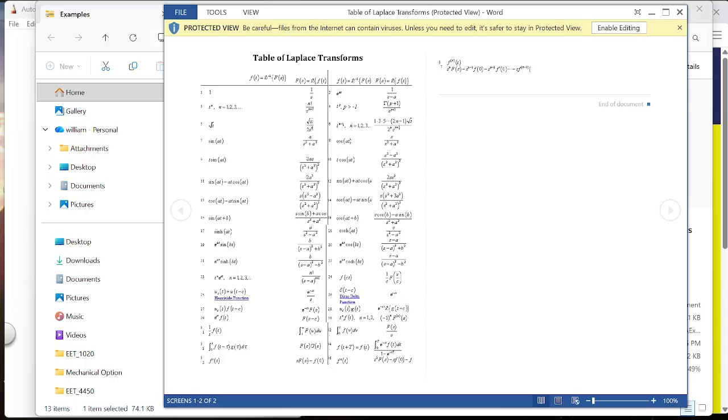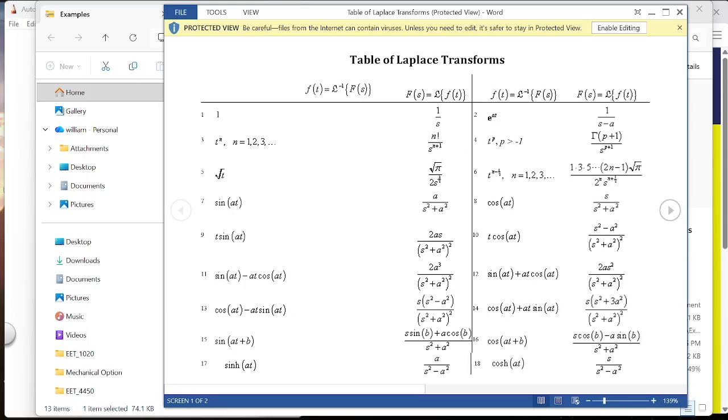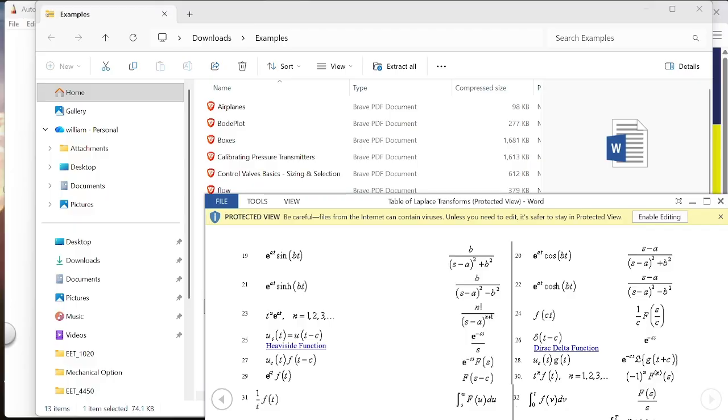So here's my table. Right here is my table. I've got to make it bigger. Yeah, it's 19. It's 20. This is my rule right here. It's rule 20. Okay, so that's the rule you want.